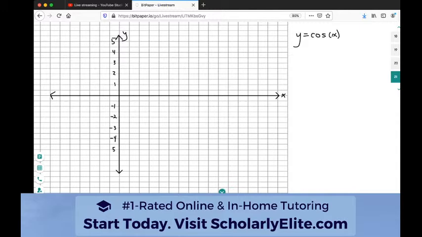And again, I'm just going to use my 90, 180, 270, 360. And remember how I was saying these can go negative? They totally can. This is negative 90, and this is negative 180.